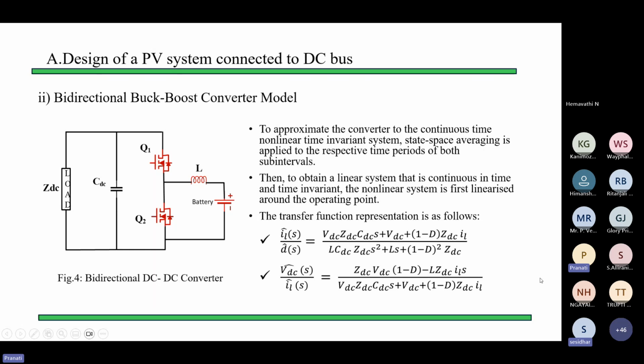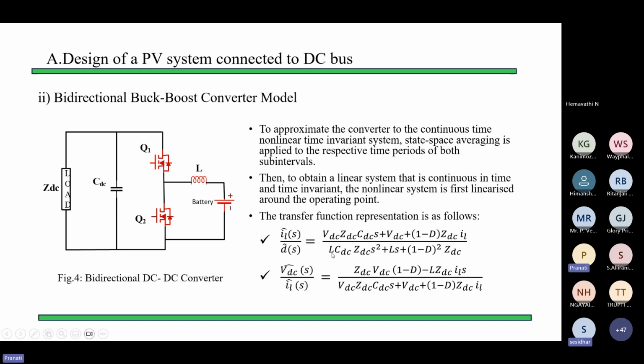Now the transfer function is IL cap divided by D cap in S domain. This is the VDC, the DC bus voltage. ZDC is this one, the load. CDC is the capacitor, plus VDC times 1 minus D. D represents the duty cycle. This is ZDC multiplied by IL. We can see this one from the next block diagram.